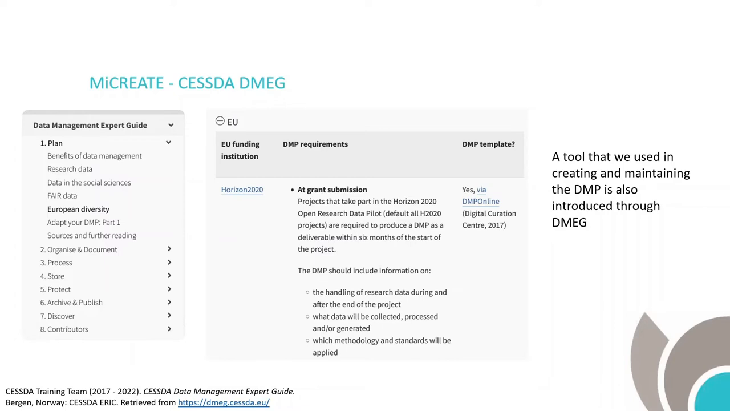And it was easy because what we had to do was just put in the funding institution or the funding program that we were working in, which was Horizon 2020. And right away, it showed what data management plan requirements this research program has. And is there a DMP template? Yes, there is. It's via DMP Online, which is a data management plan online tool that you can use to produce your data management plan.